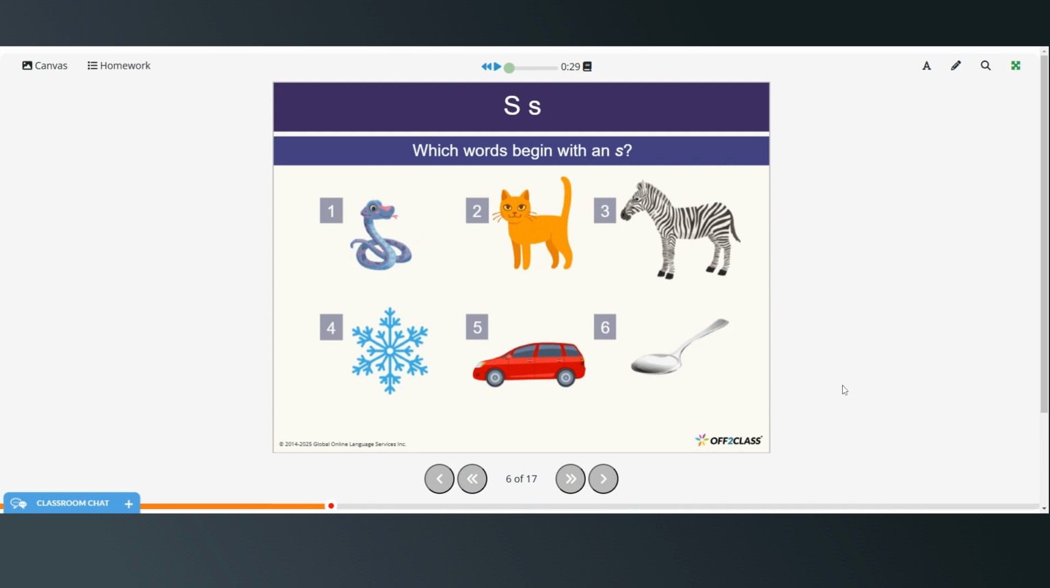All right, so which of these words begin with S? Take a few moments, try that on your own. Begin means it's at the start of the word. So we have snake. Snake begins with an S. Cat. Cat does not. Zebra does not. Snow does. Car does not. And spoon also begins with an S.